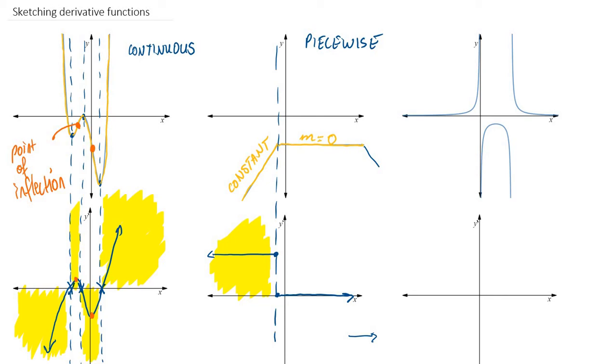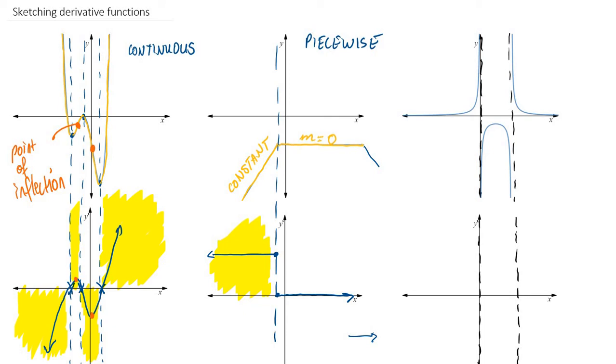Now the last one isn't a piecewise function, but it does have some key features that we need to consider. And the first is that there is an asymptote at x equals 0, and another asymptote here. Asymptotes present in the original function will be present in the derivative.